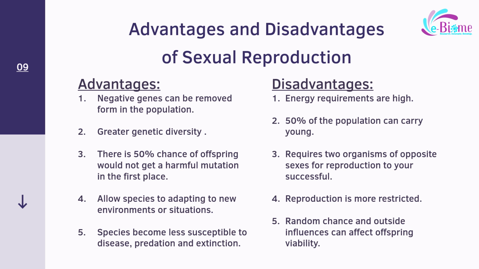Finally, the last disadvantage is that random chance and outside influences can affect the offspring's viability and their genetic makeup. Because if an organism picks up a partner, their poor genes can negatively impact the organism's offspring's survival rates.